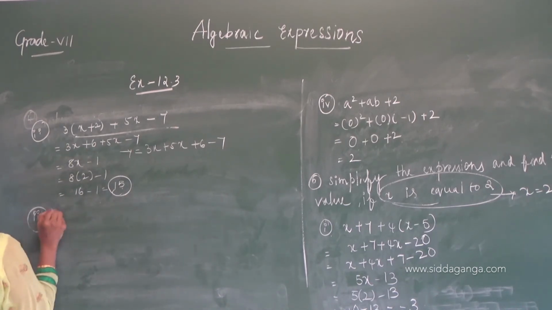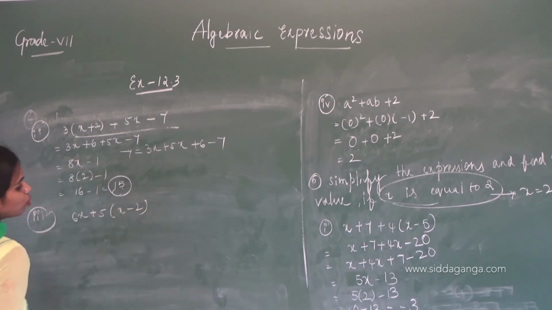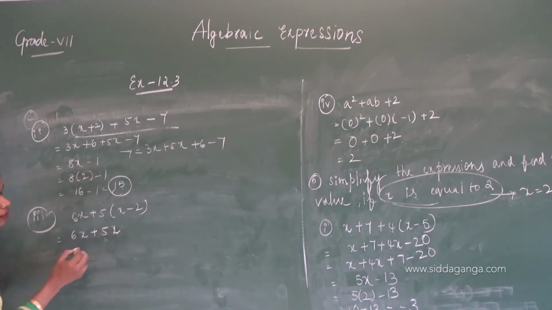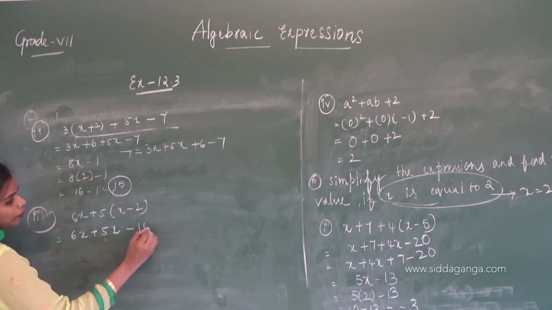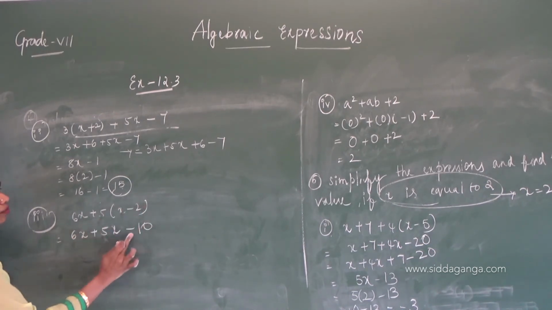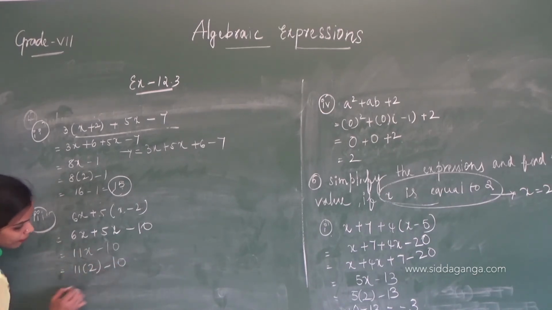Third question, 6x plus 5 into x minus 2. Here also what we have to do, just we have to simplify the given expression. 6x, 5 into x, 5x, 5 into minus 2, minus 10. 11x minus 10. What is the value of x? 2. 11 twos are 22 minus 10. What is 22 minus 10? 12.